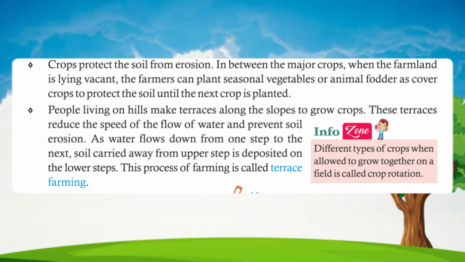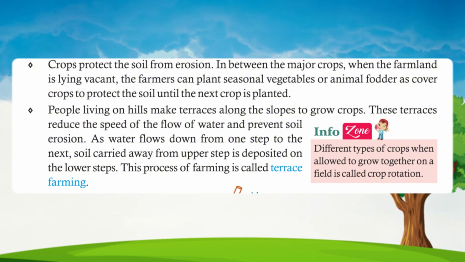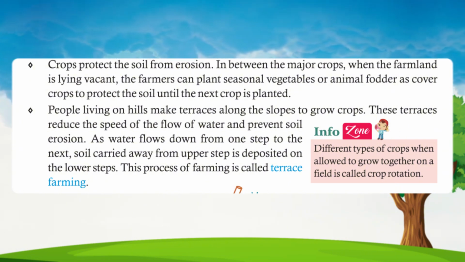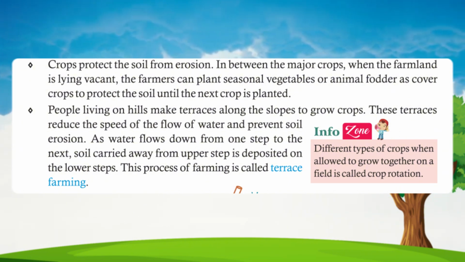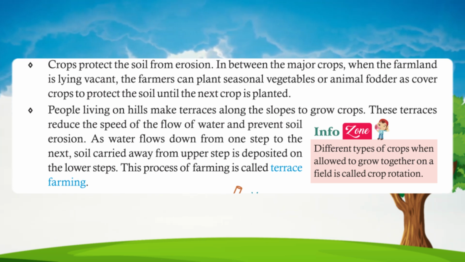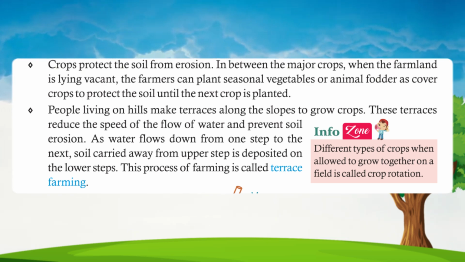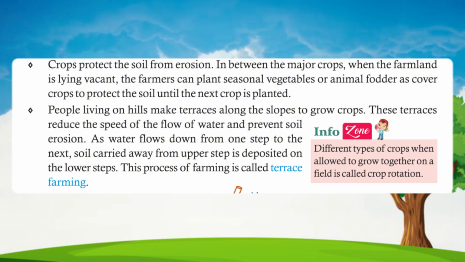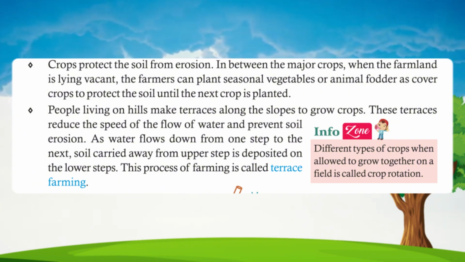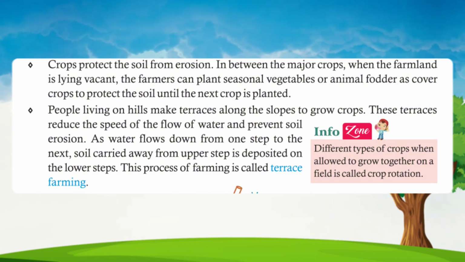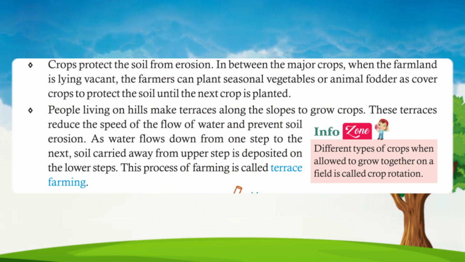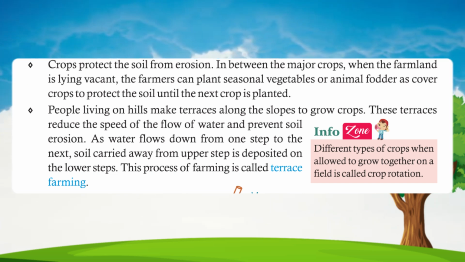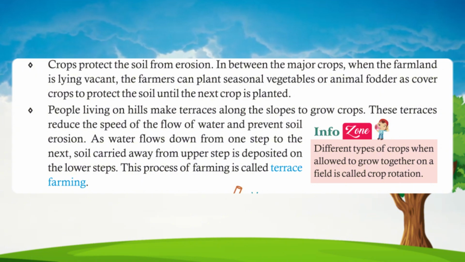People living on hills make terraces along the slopes to grow crops. These terraces reduce the speed of the flow of water and prevent soil erosion. As water flows down from one step to the next, soil carried away from the upper step is deposited on the lower steps. This process of farming is called terrace farming.